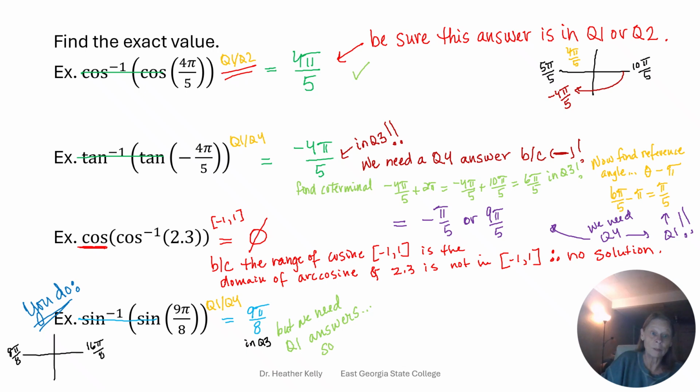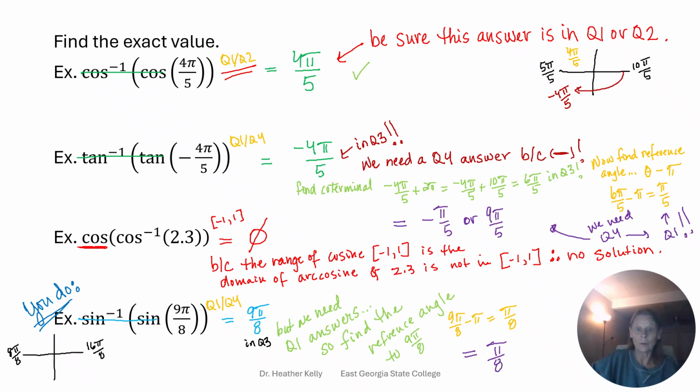So find the reference angle to 9 pi over 8. And we do that the same way we did it up here. So we get to say 9 pi over 8 minus pi is going to give us pi over 8. And so our answer is pi over 8.